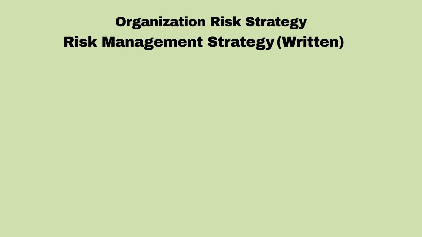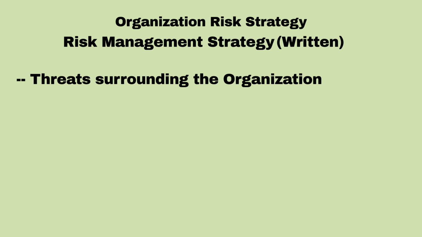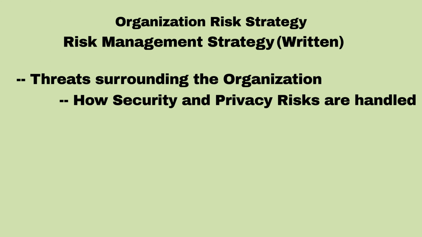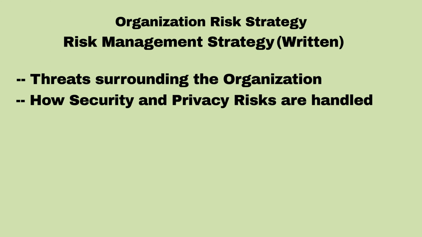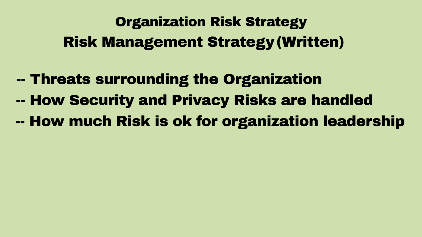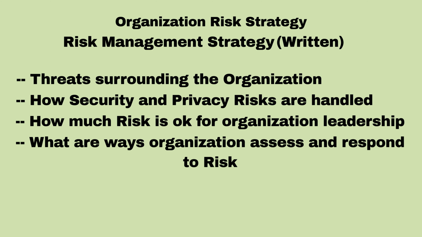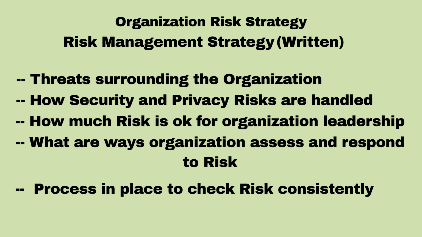The threats that surround your organization. What are the priorities of these threats? Which one is the most threatening? How are you going to handle security and privacy risks that affect your organization? How much risk is okay for your organizational leadership when they're deciding on investment and operations? What are ways that your organization can assess and respond to risk? And what is your process in place to check risk consistently across the organization?